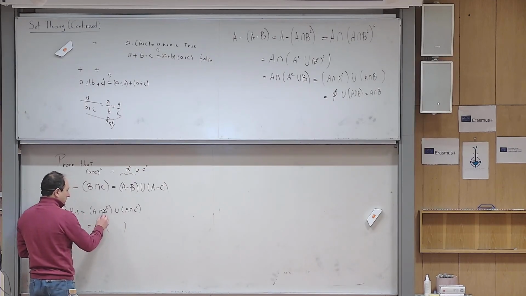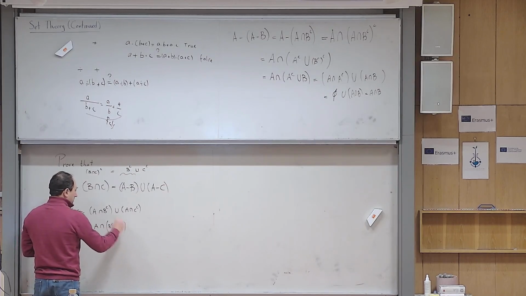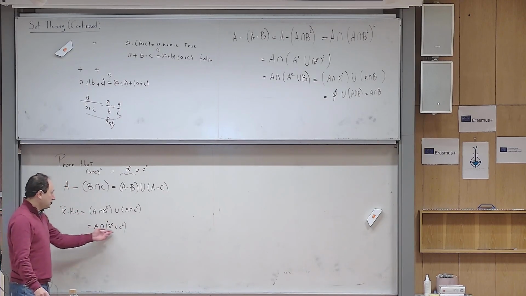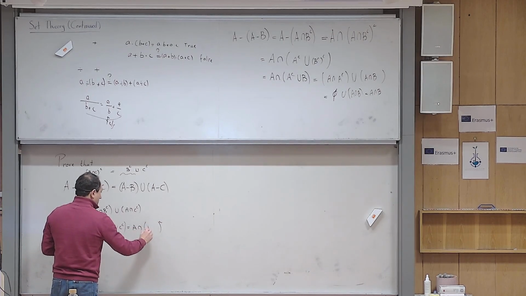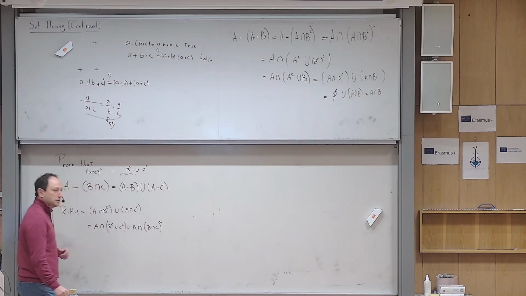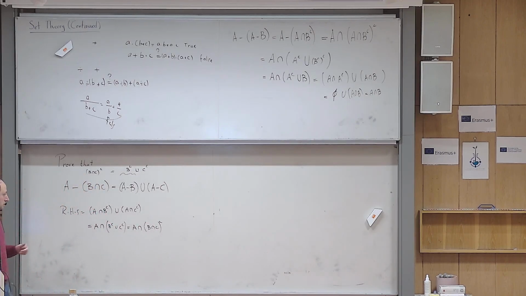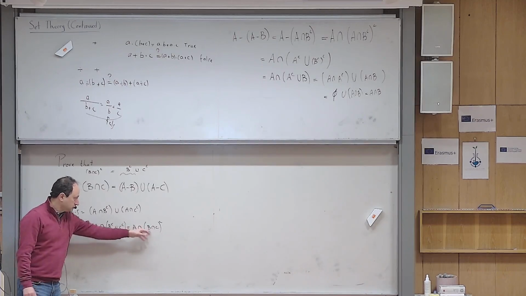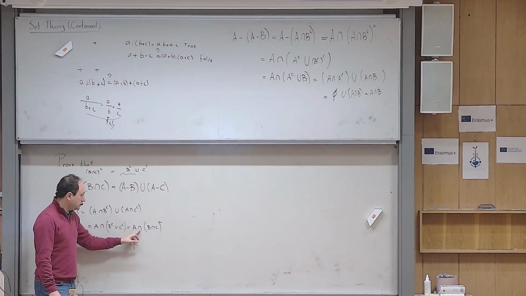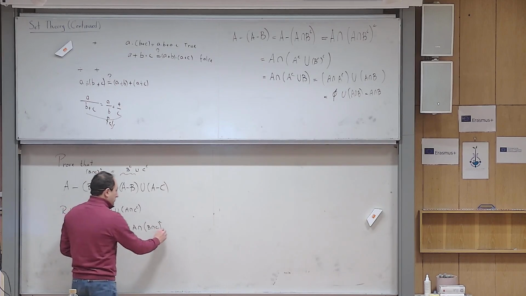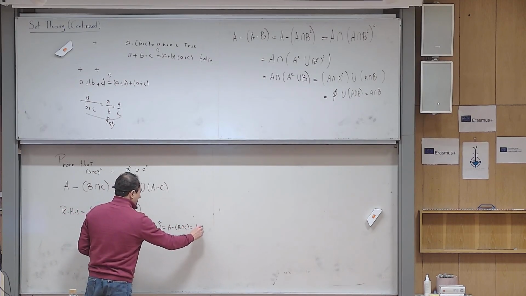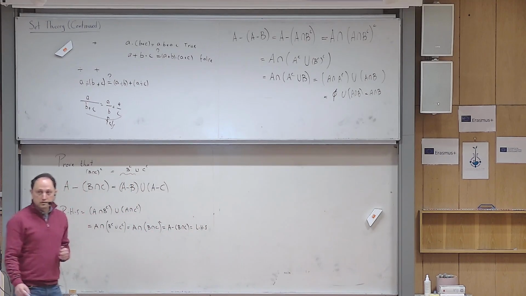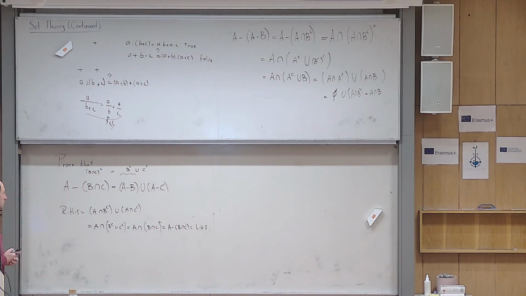So what is left for me? B complement union C complement. And then of course I can use De Morgan's law here to write it as B intersection C totally complement. This is De Morgan's law. But then I have intersection and then complement, so I can write it as A minus B intersection C, and that is the left-hand side. So that is also easy.